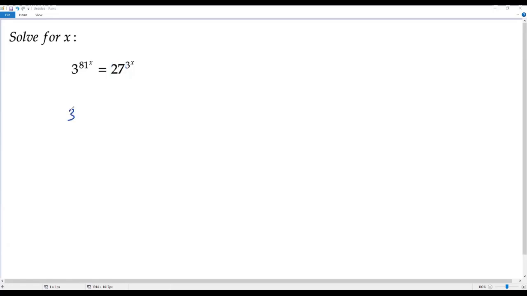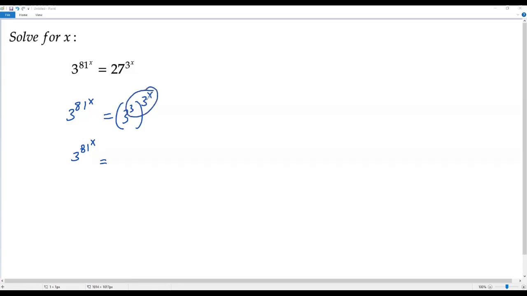Okay, let me do it. So now I'm writing the left side as it is, that is 3 to the power of 81 to the x power, equals 27, which can be written as 3 to the third power, whole to the power of 3 to the power x. On the right side, here we have base 3 and exponent 3, and for this complete expression, again, we have the exponent 3 to the x power.